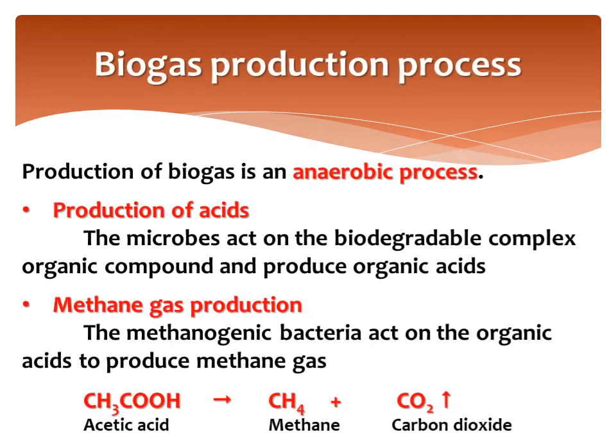Biogas production process. The production of biogas is an anaerobic process. It takes place in two stages. That is, first the production of acids and second the methane gas production. The microbes act on the biodegradable complex organic compound and produce organic acids. The methanogenic bacteria act on the organic acids to produce methane gas. And the reaction is as follows. CH3COOH, that is acetic acid, gives CH4, that is methane, plus carbon dioxide gas.